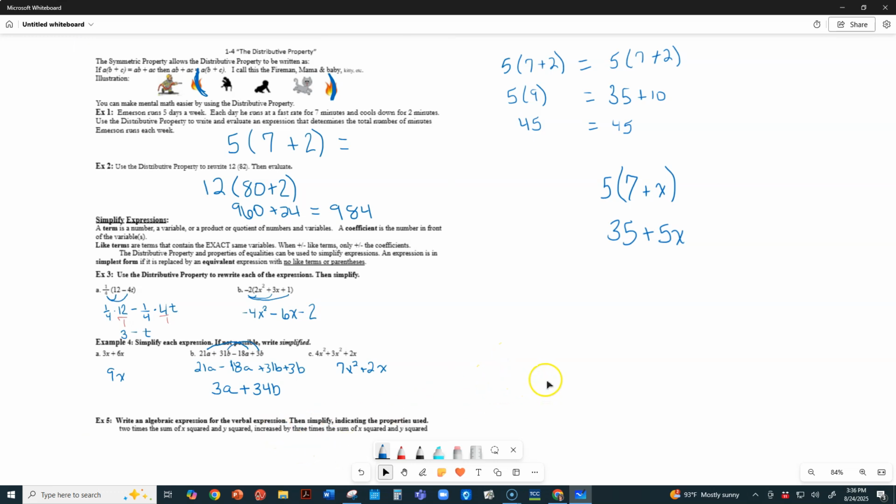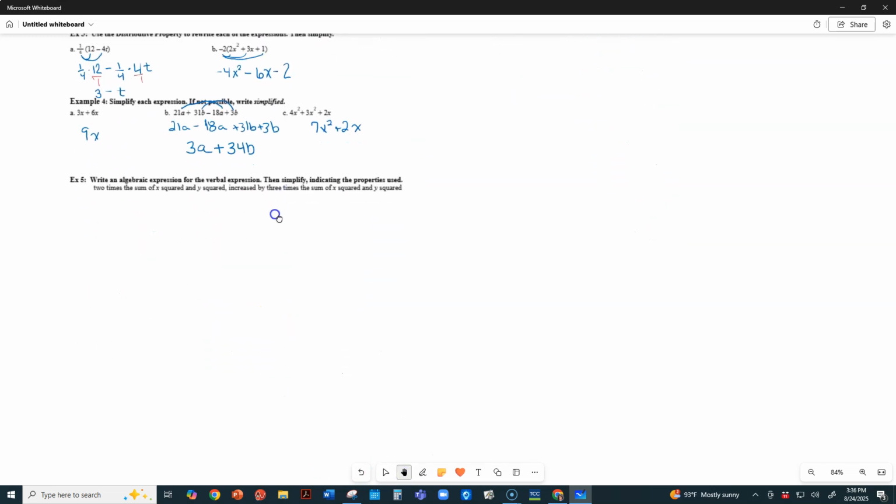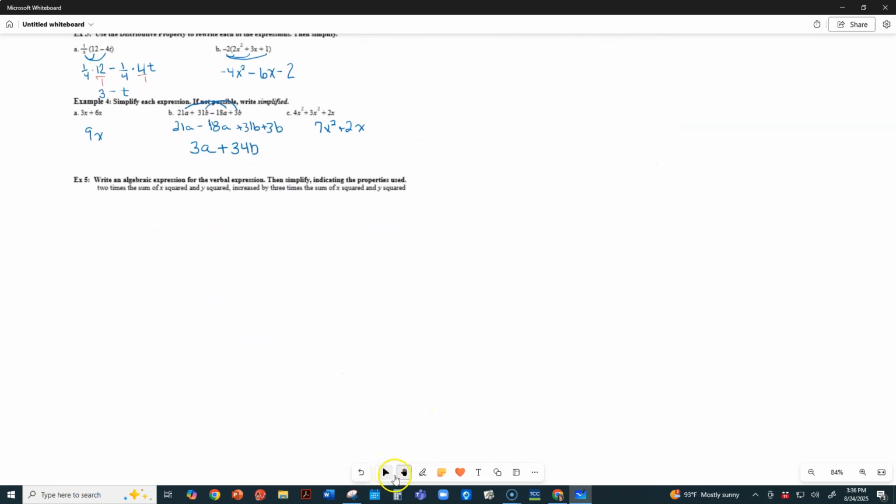Down here, they want us to write a symbolic representation for the verbal sentence that's given. So that's exactly what I'm about to do. It says, then simplify, and you indicate the properties. So 2 times, okay, I'm going to be multiplying. 2 times the sum. I'm going to draw the parentheses because 2 times a sum means that the distributive property is probably going to be necessary because I'm multiplying 2 times a sum. That's the very definition of what the distributive property is.